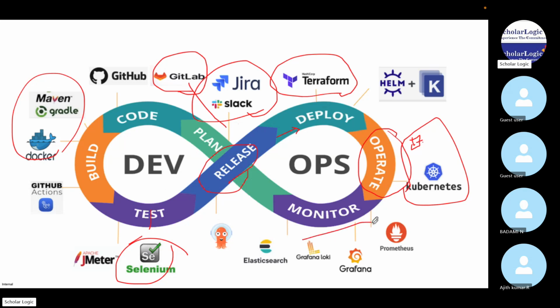And we'll be using Grafana, CloudWatch, or Prometheus to monitor the environment, where we will be looking at CPU, memory, disk space, response time, like that.